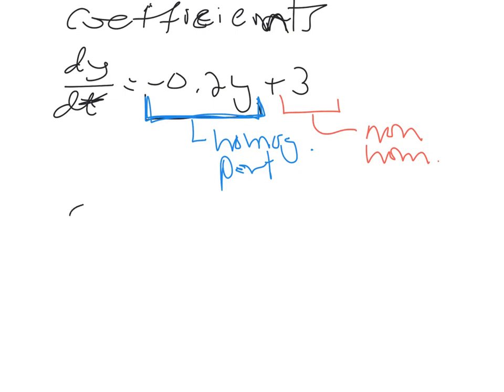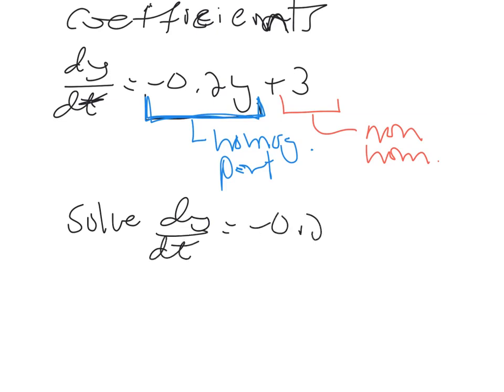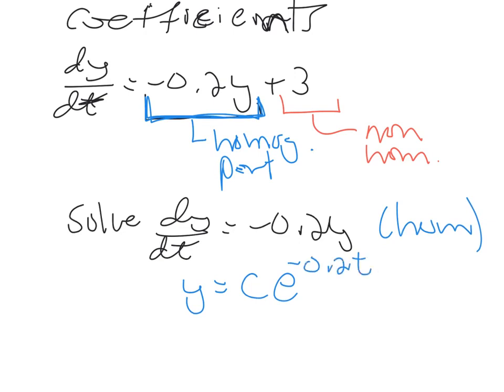I'm going to solve dy/dt equals negative 0.2y. That's, again, just the homogeneous differential equation. And this being such an easy differential equation, I can just write down the solution to it. You can get here several different ways. Separation of variables is one way.